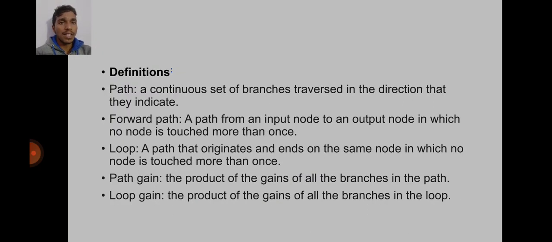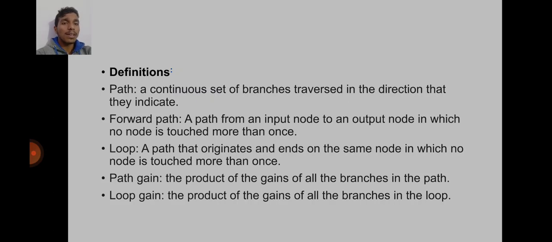And when it comes to definitions, the definition of a path is a continuous set of branches traversed in the direction that they indicate, and a path from an input node to the output node in which no node is touched more than once is called a forward path. So the path which goes from the input to output where no node is touched twice, meaning traversing goes only once, is called a forward path.